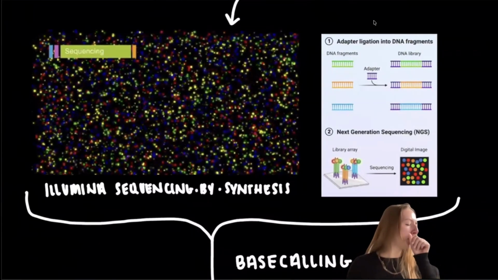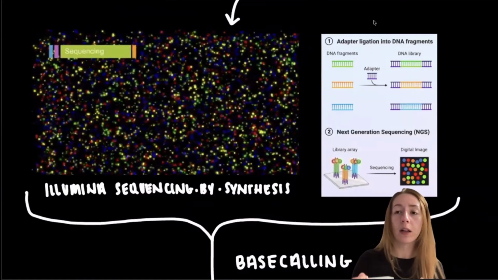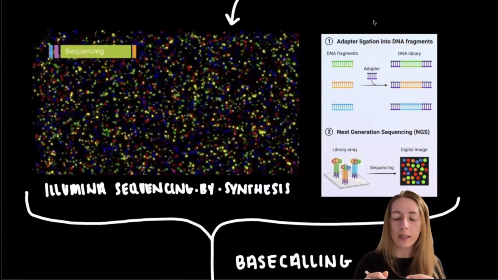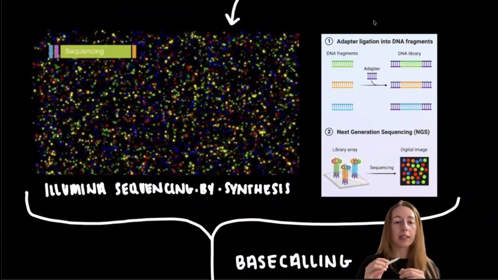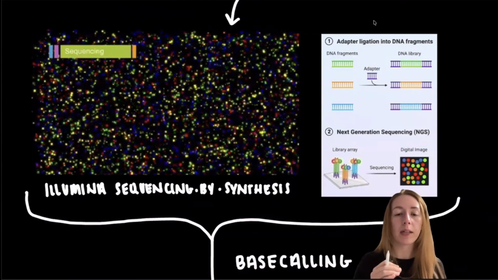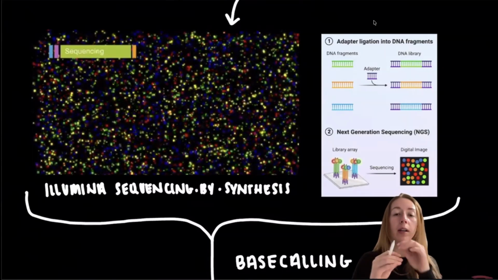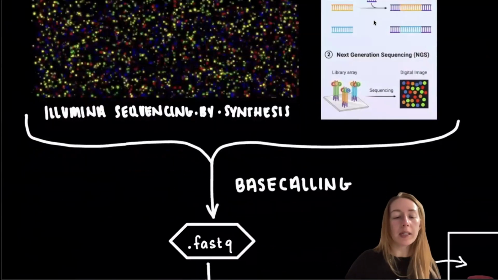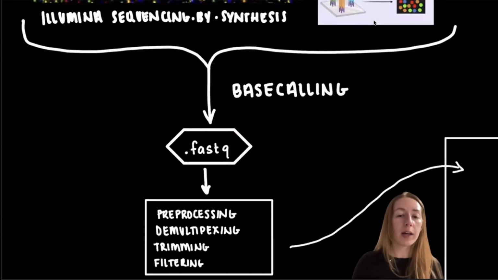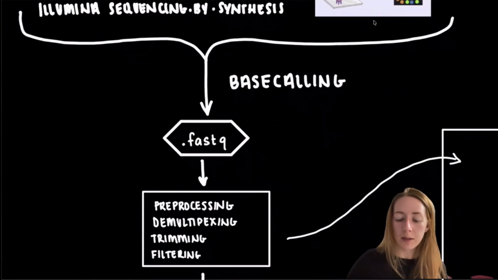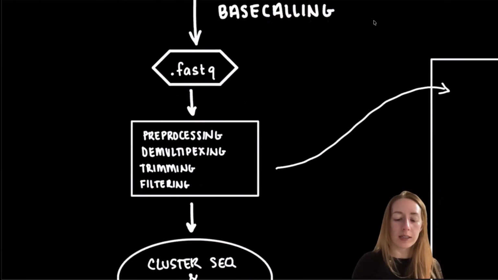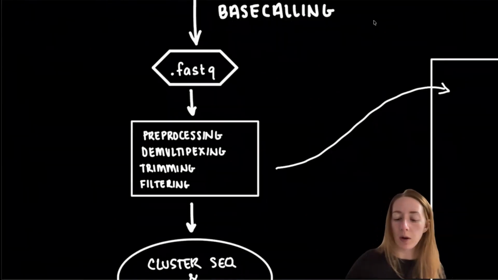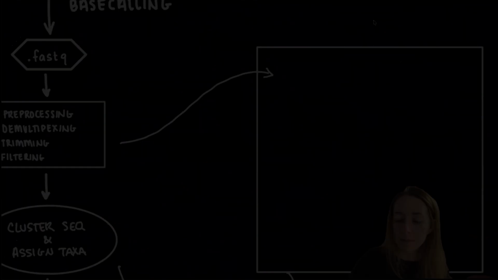So this uses a fluorescent signal. As the DNA is polymerizing, a fluorescent nucleotide will come in one by one and then be read as a fluorescent signal. This will get base called into a Fastq file and then pre-processed, demultiplexed, as I just explained, trimmed and filtered, so all cleaned up. Let's take a look at that.